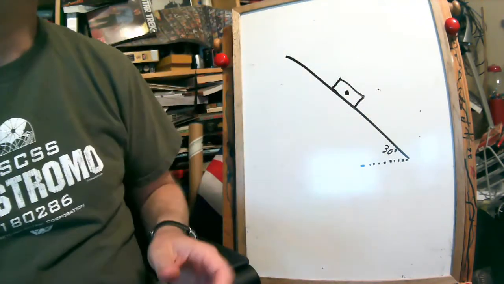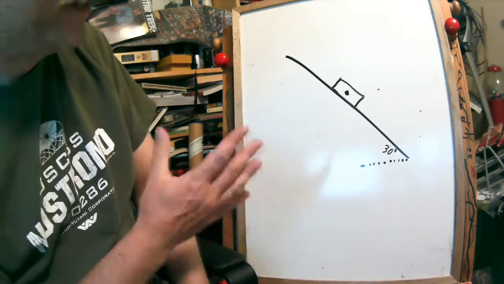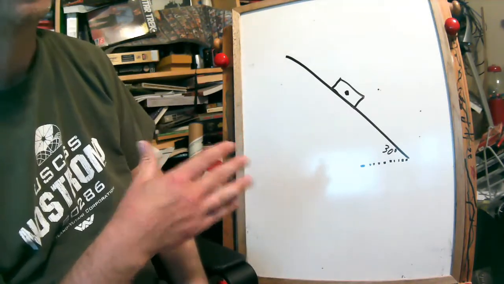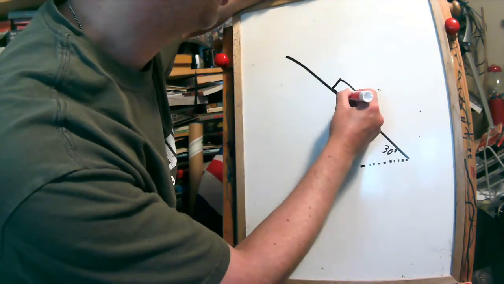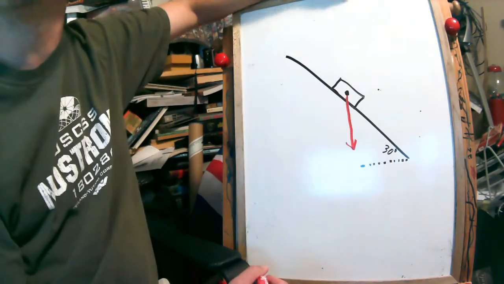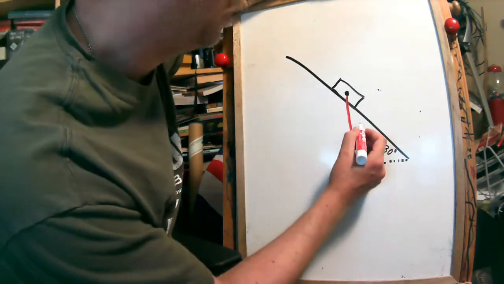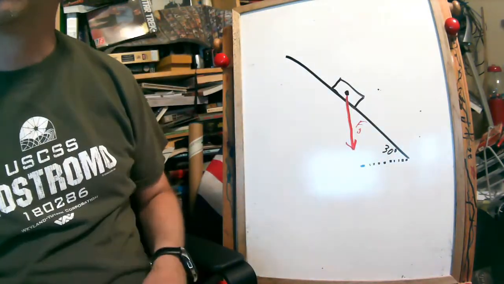And now here's where we got to be really especially careful. The force of gravity doesn't care that we're on a sloped surface. The only thing the force of gravity can ever do is act straight down to the center of the earth. That's all it ever does. So there's my force of gravity pointing straight down to the center of the earth.